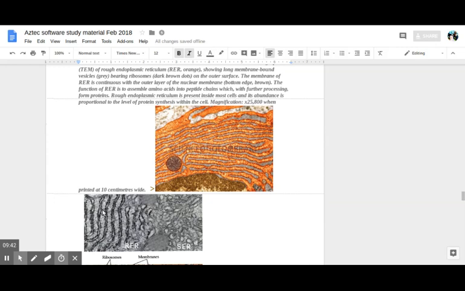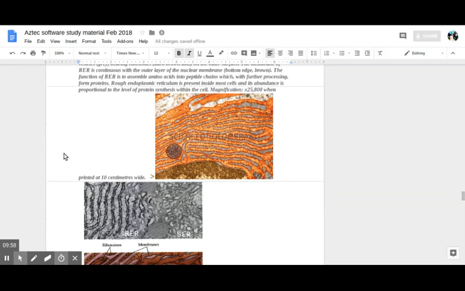The function of RER is to assemble amino acids into peptide chains, which with further processing form proteins. Rough ER is present inside most cells, and its abundance is proportional to the level of protein synthesis within the cell. Magnification 25,800.